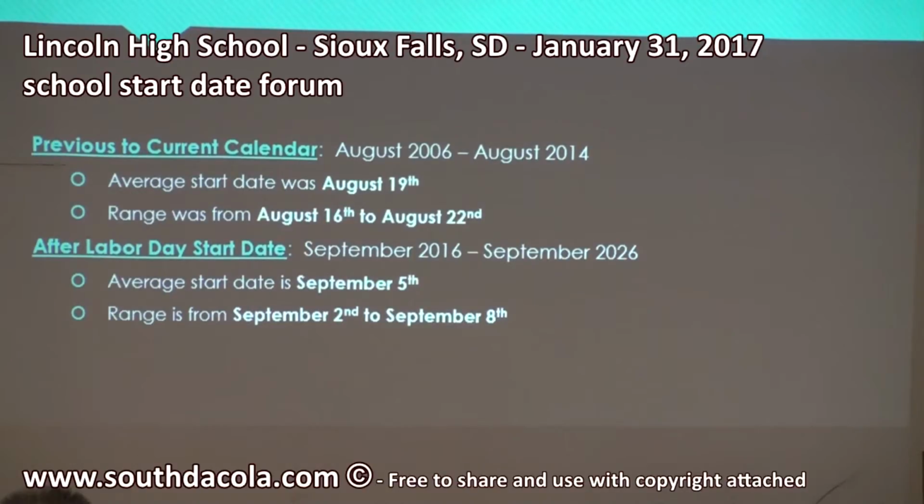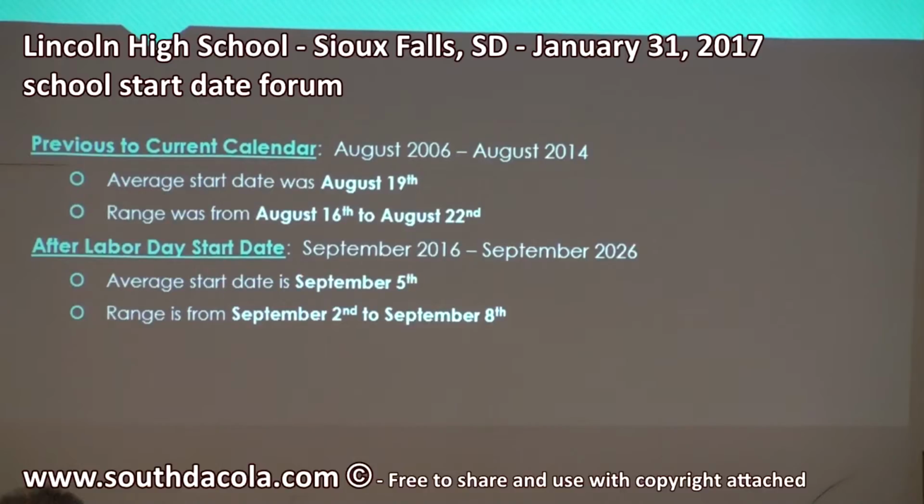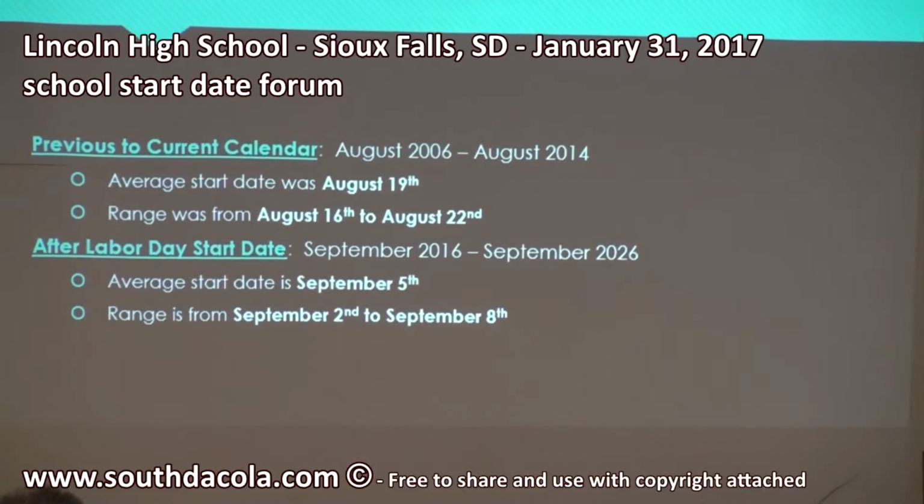The after Labor Day start, if we looked at that going out from September 2016 all the way to 2026, the average start date would be the 5th. The range would go anywhere from September 2nd to September 8th. So as you know with the calendar, as it keeps going from year to year, it pulls forward and usually takes about 5-6 years until it drops back again. And so part of that comes into play as well when you really look at what that range is.